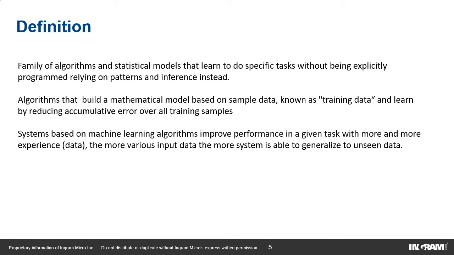Machine learning is the subfield of artificial intelligence that is behind the current revolution in the AI applications. It's a subset of algorithms that makes the computers learn the required task by feeding them with data, without the need to be explicitly programmed. These algorithms are basically statistical algorithms. As a high-level explanation, data scientists always have an objective loss function for these algorithms, along with the training data, and the algorithm learns by reducing the cumulative error over all training samples. Systems based on machine learning algorithms improve performance in a given task with more and more data. The more varied the input data, the more the system is able to generalize to unseen data.